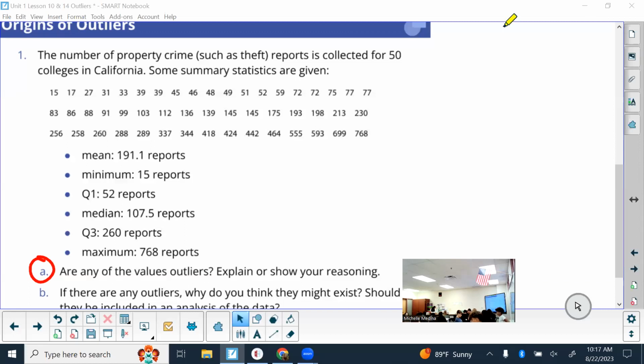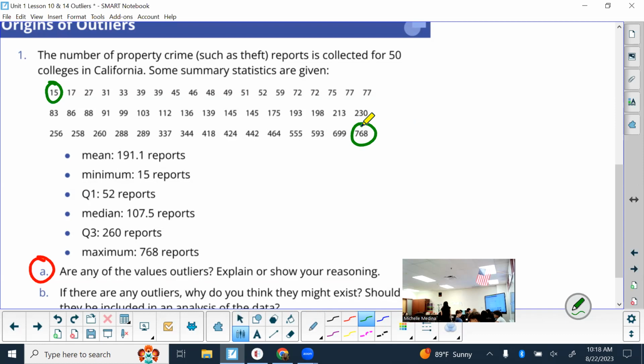Let's see if we can point some that are stuck in the right direction. So if I'm asked which values are the outliers, what are you looking for in your data? What numbers do you think might be the outliers? Just visually. Yes. Okay, maybe 15. Any others? Over there. 768. Could there be more than one outlier? Could there be more than 2 outliers? Just depends on the data.